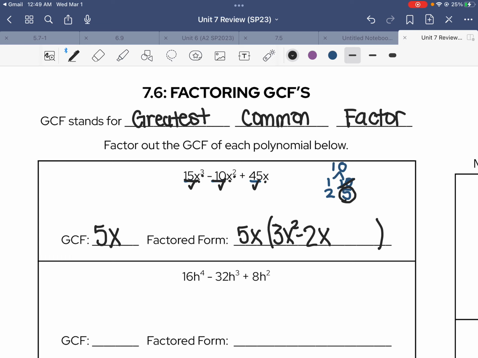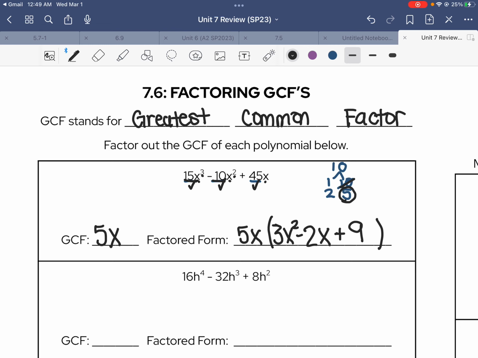And for the last number, you have a 45. 45 divided by 5 is 9. That's going to be positive 9, so I'm going to put plus 9. And it only had 1 x. I already put that x out front, though, so it doesn't have any x's left.